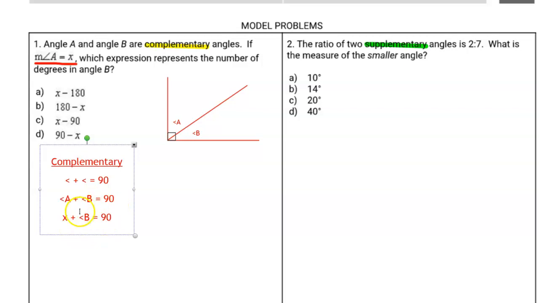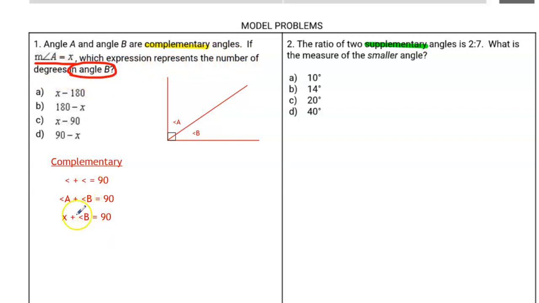The nice thing about this is it's an equation. You went to school for equations. That was the whole point of algebra and the whole point of 8th grade and probably other things that you've done in your life. However, the reason that we're writing it out as an equation is because you can solve an equation very easily. Now the question is asking which expression represents the number of degrees in angle B. That's what it wants to know.